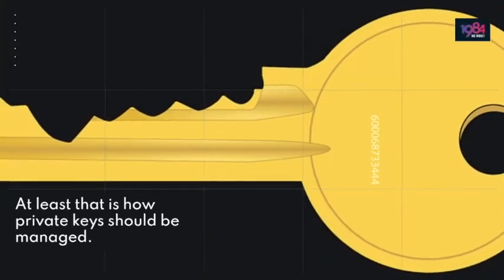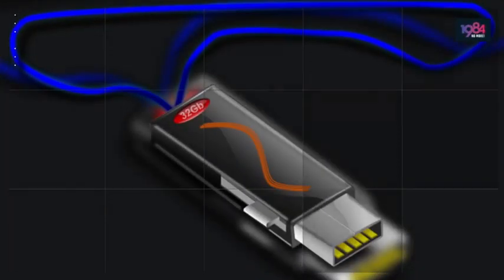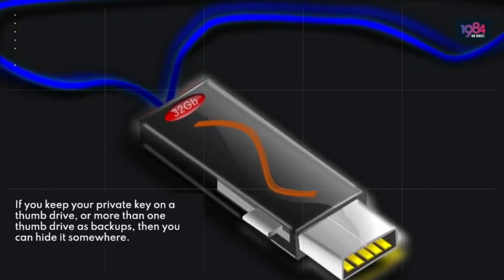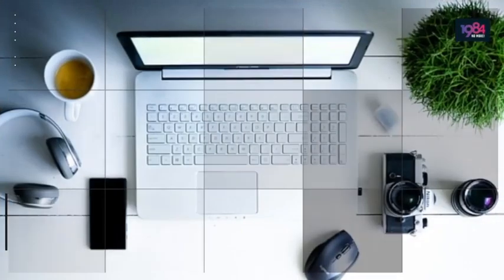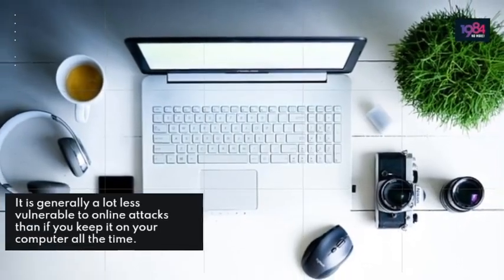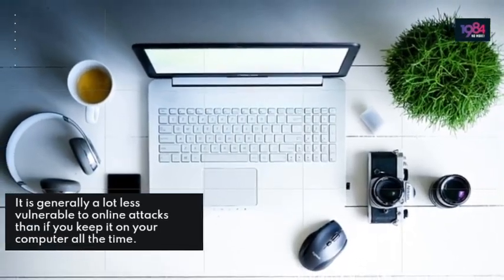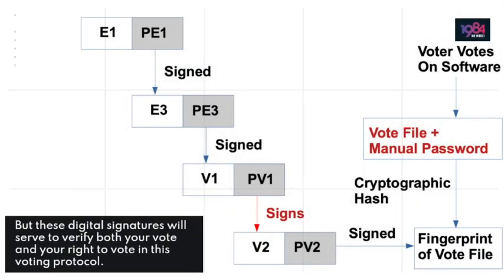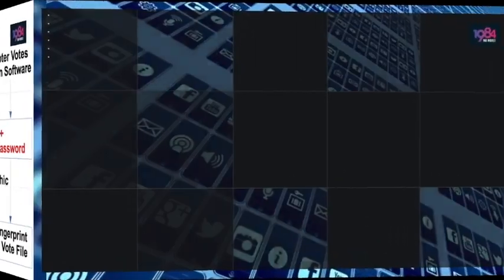At least that is how private keys should be managed. If you keep your private key on a thumb drive, or more than one thumb drive as backups, then you can hide it somewhere. It is generally a lot less vulnerable to online attacks than if you keep it on your computer all the time. But these digital signatures will serve to verify both your vote and your right to vote in this voting protocol.